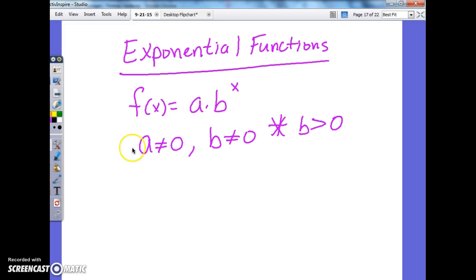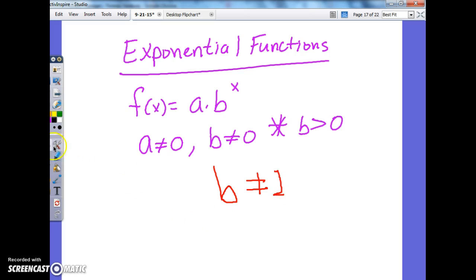So your initial amount, guess what? It can't be 0. You can't have 0. Okay, it's got to be something. That's the only stipulation for initial amount. B has to be positive, and it can't obviously be 0. Also, I forgot what else. B cannot be 1. Boy, I can't believe I missed that.